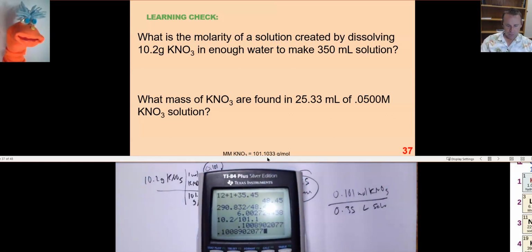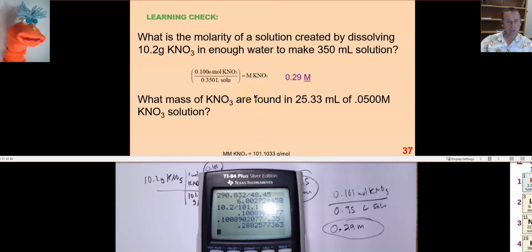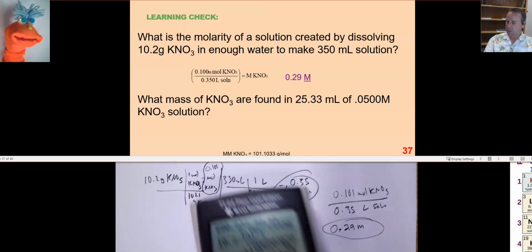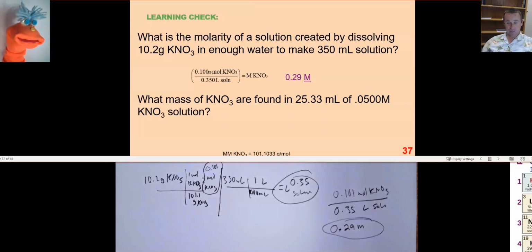So here, divided by 0.35, I didn't calculate that, I just did it in my head. And my total solution will then be 0.29 molar. That's a big M, right? 0.29 molar solution, which, what does molar mean? Moles per liter. That's right. Molar doesn't mean moles. It means moles per liter.